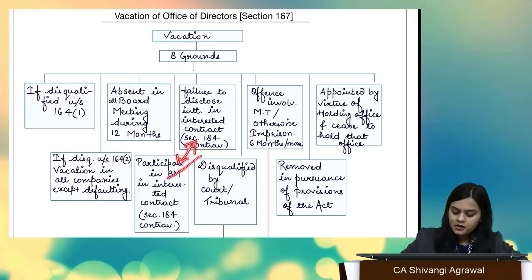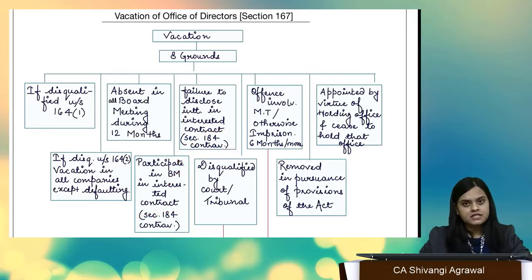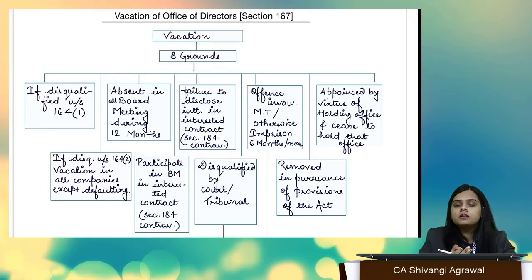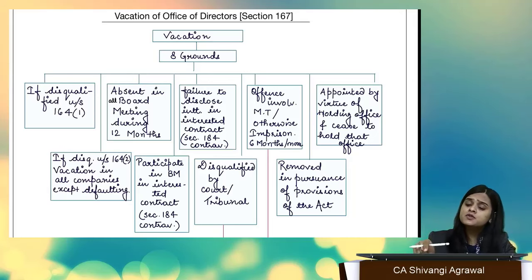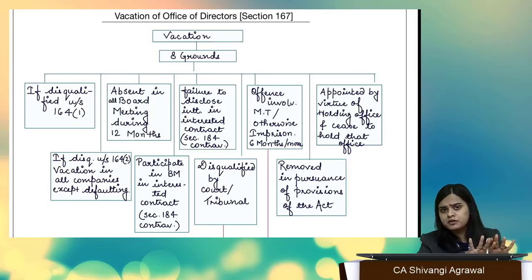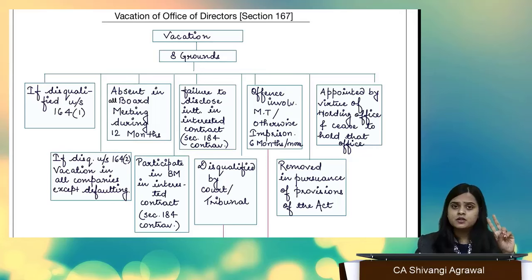These two grounds both relate to one section, section 184. What is section 184? It talks about interested contracts. A director may be interested in some contract. If he is interested, he must disclose it beforehand to the board of directors. So he has to disclose it. Moreover, if he is interested, he will stay away from that particular contract. He will not participate in that board meeting. He will not vote, etc. So there are two requirements on the part of the director.